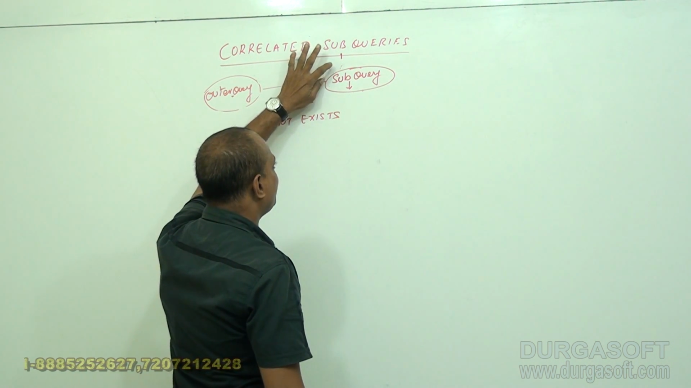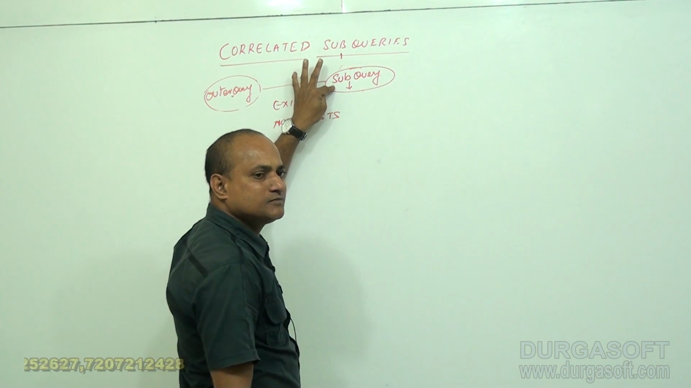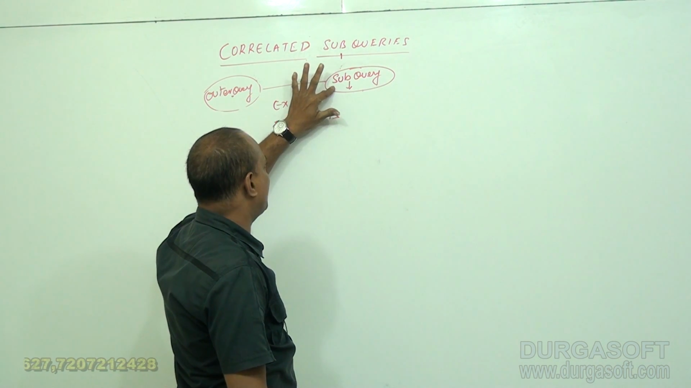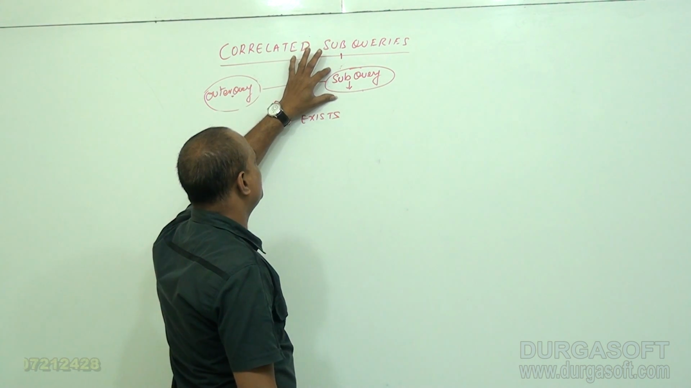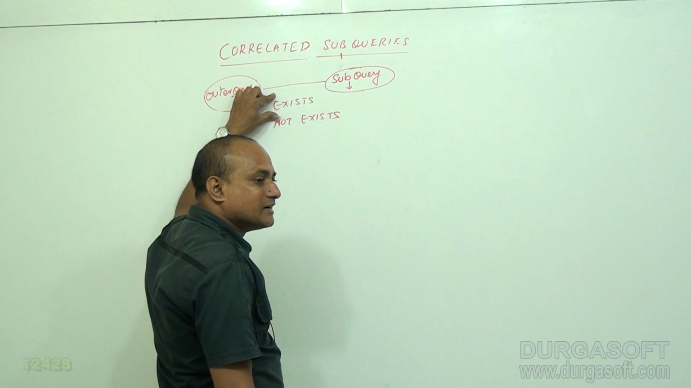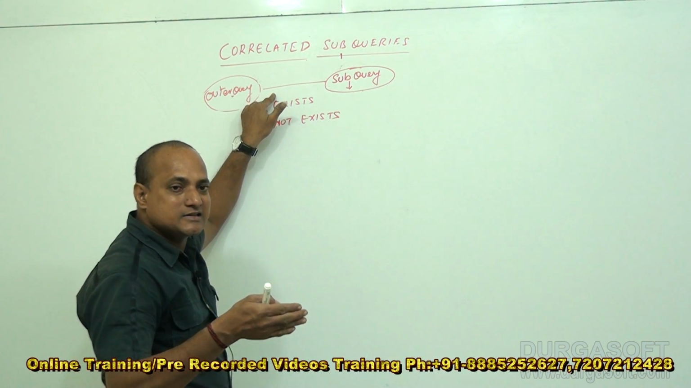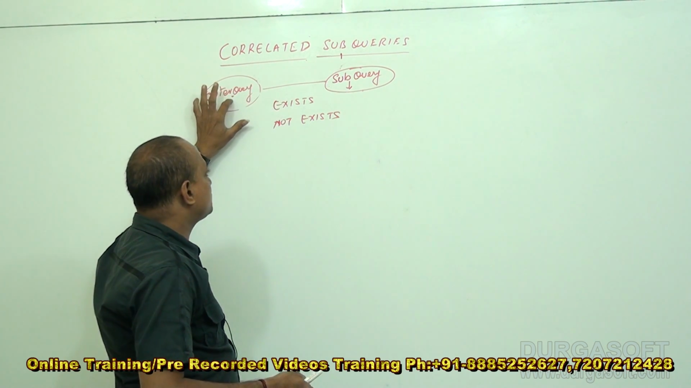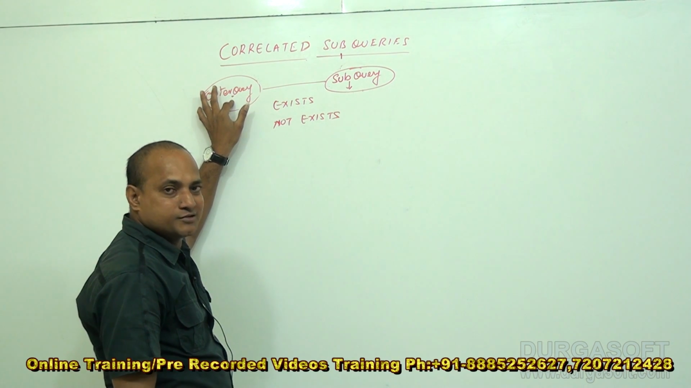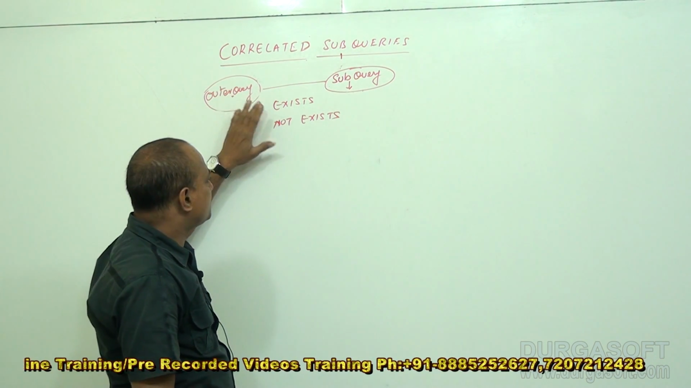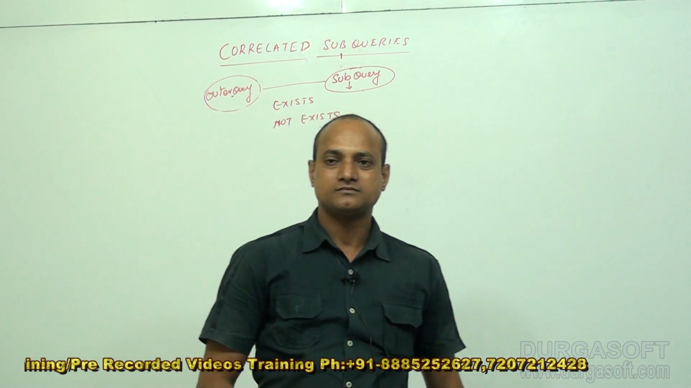Suppose the value considered is 10. For the value 10, the subquery is not returning any value. It is not returning any output value. So if the EXISTS operator is not receiving any value, then it returns false. If EXISTS returns false, then the outer query should not display output. Remember that.